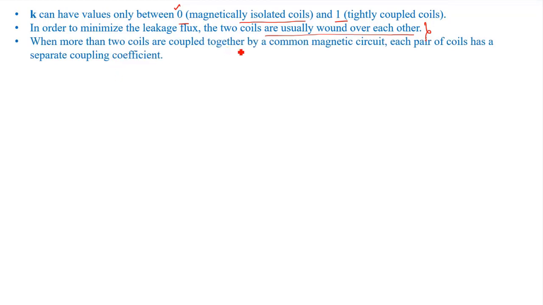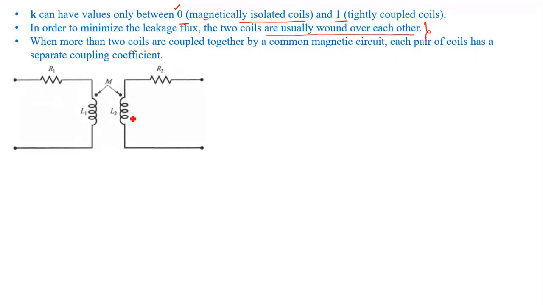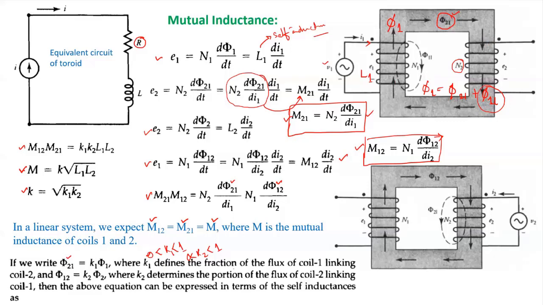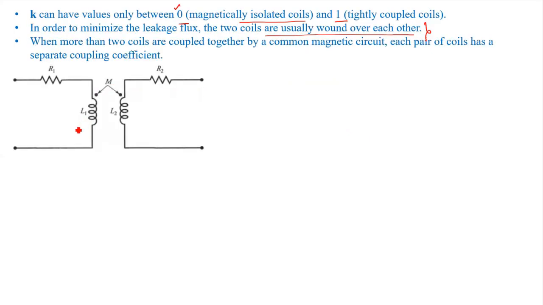So when more than two coils are coupled together by a common magnetic circuit, each pair of the coils has a separate coupling coefficient. Obviously it will. And this is the equivalent circuit of that two-winding coil, which is put in different limbs of this core. So that will give this equivalent circuit for our analysis. The equivalent circuit is R1, L1, R2, L2, and M is the mutual inductance. R1 is the electrical resistance of coil 1, and L1 is the self-inductance of the coil. R2 is the resistance of coil 2, and L2 is the self-inductance of coil 2. M is the mutual inductance between coil 1 and coil 2.